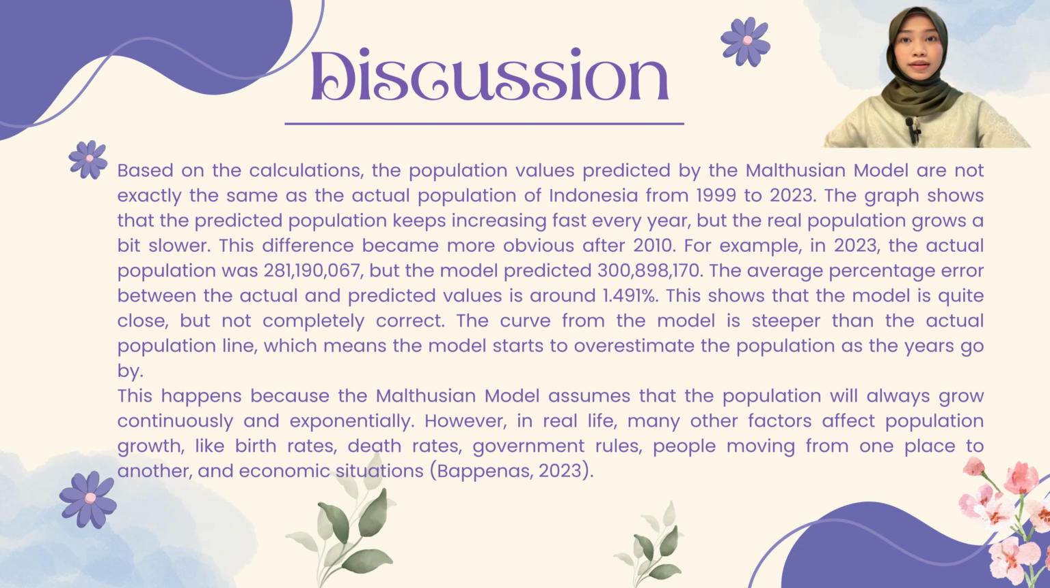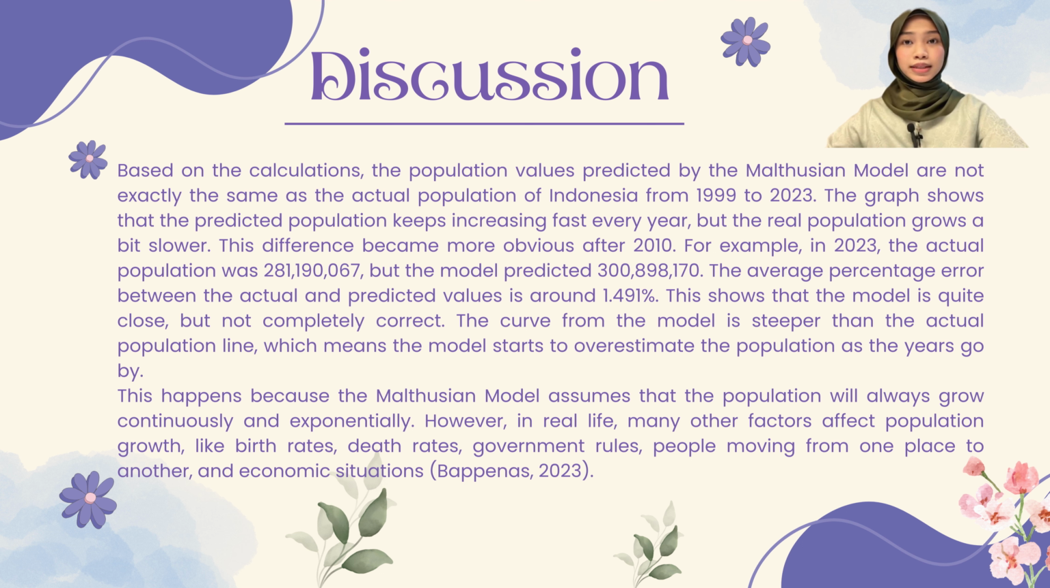Based on the calculation, the population values predicted by the Malthusian model are not exactly the same as the population of Indonesia from 1999 to 2023. The graph shows that the predicted population keeps increasing fast every year, but the real population grows a bit slower. This difference becomes more obvious after 2010.